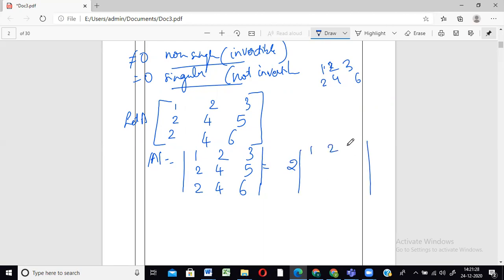So now 1, 2, and 3 as it is, first row, second row as it is. In the third row, from 2, 4 and 6, I have taken the 2 common outside. So row 1 and row 2, there will be no change. Row 3, as I'm taking the 2 common, what remains? 2 divided by 2, so 1. 4 divided by 2 remains 2, and 6 divided by 2 remains 3. These two rows are clearly the same, as I said.